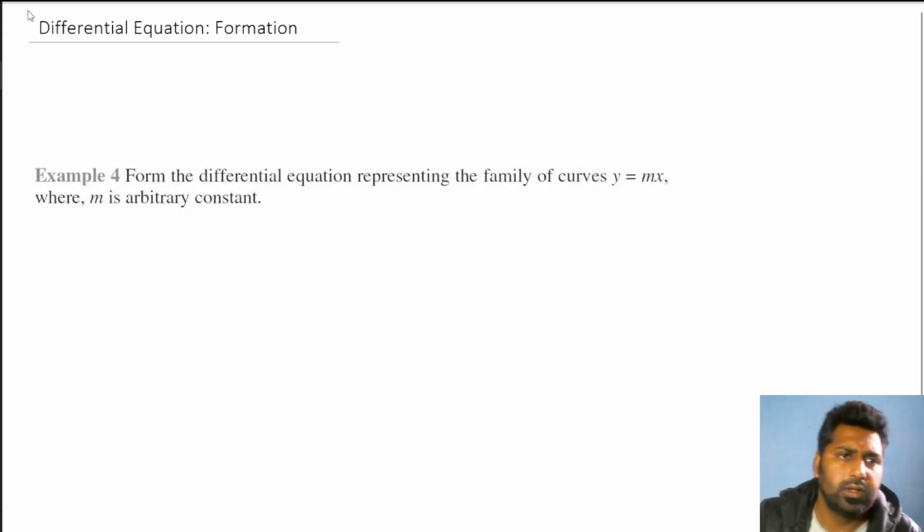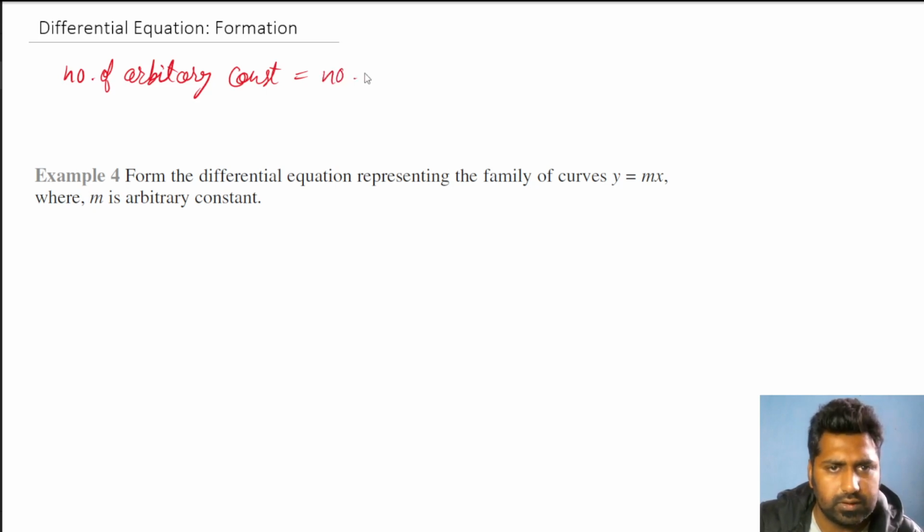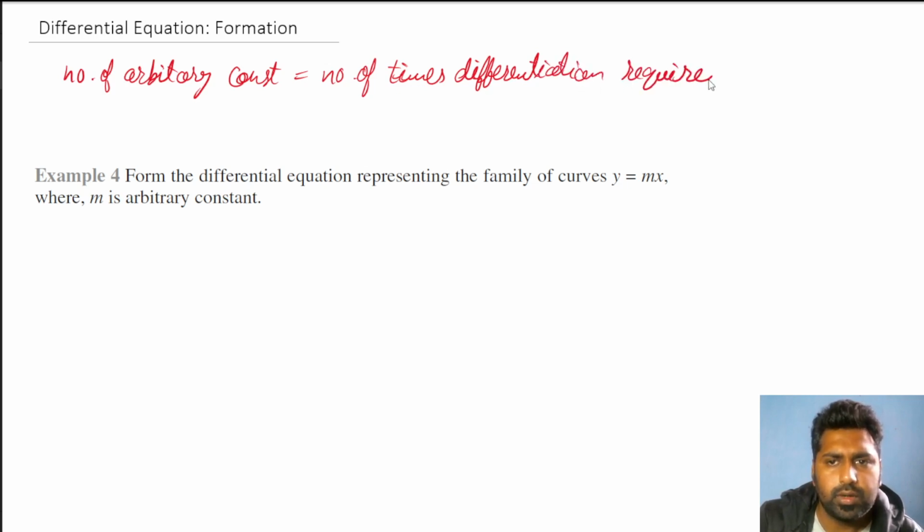The number of arbitrary constants is equal to, as such we know its order, or basically the number of times we have to differentiate. In order to create this equation, we have to use this idea that how many arbitrary constants are there is the number of times we have to differentiate the equation to generate a differential equation. So let's look at this question.